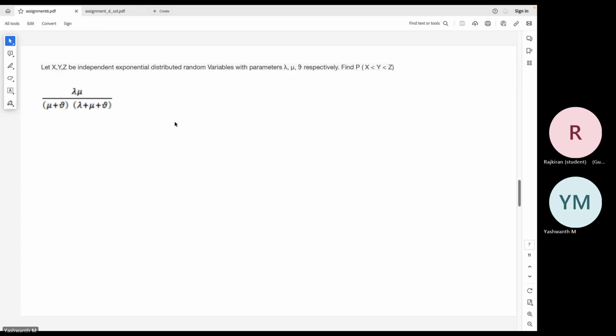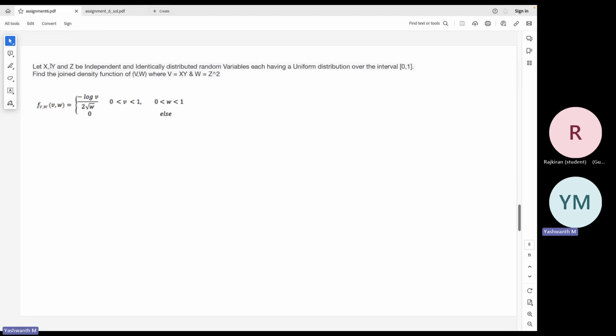Yeah, so this question is a bit tricky, I think. X, Y, Z are independent random variables uniformly distributed from 0 to 1. We want the joint density of V and W, where V is the product of X and Y, and W is Z squared.